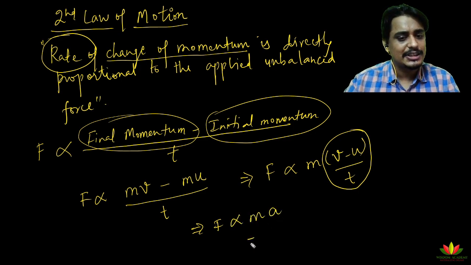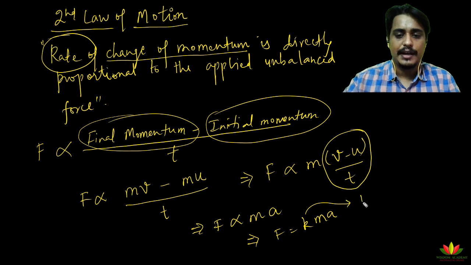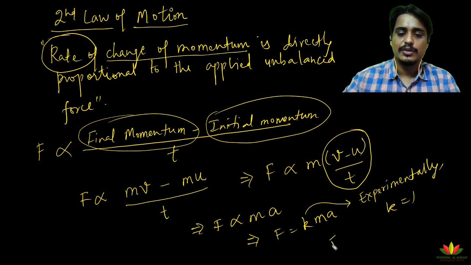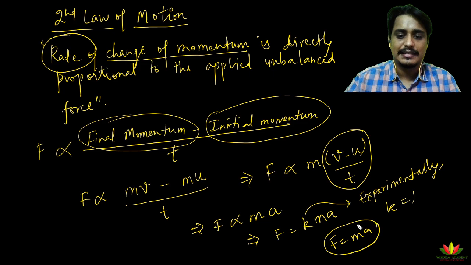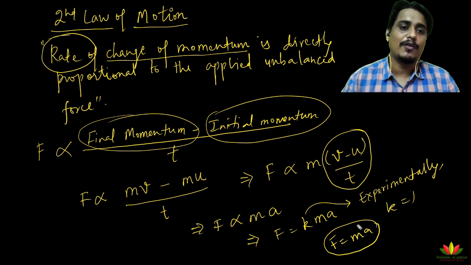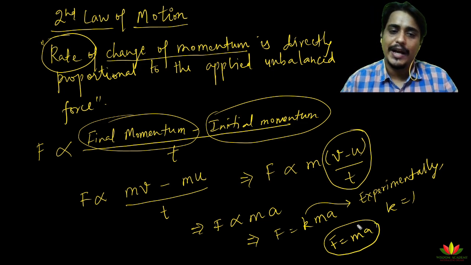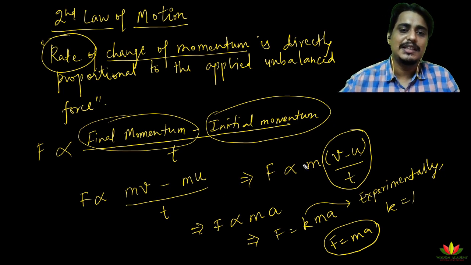To remove the sign of proportionality, I have to add a constant, and that constant is K, small k, m, a. It was found experimentally that the value of K is equal to 1. So what I get? I get F is equal to ma. And this is known as Newton's second law of motion. That is, force is equal to mass into acceleration.